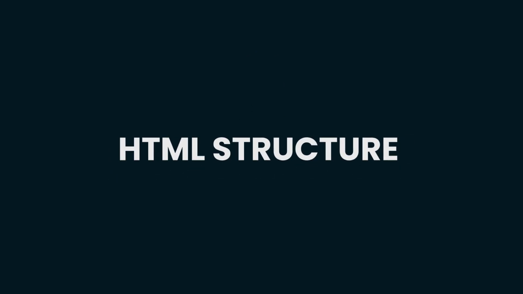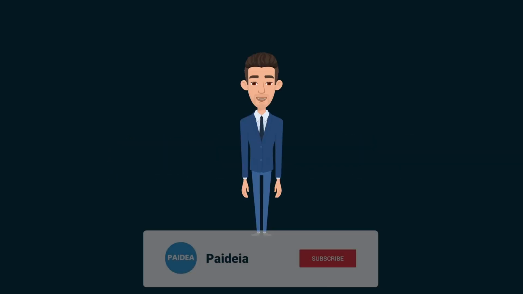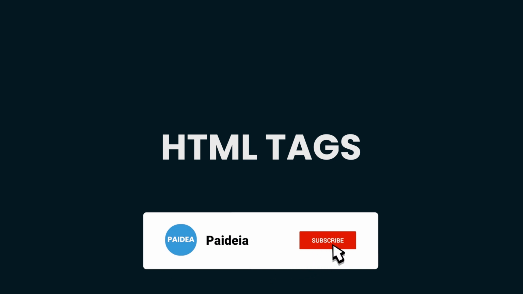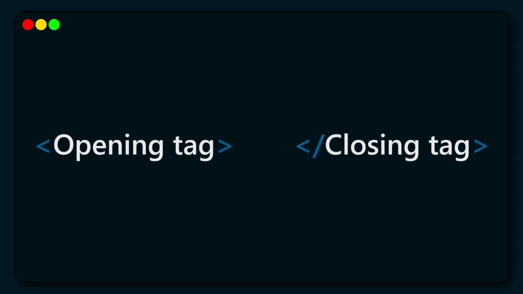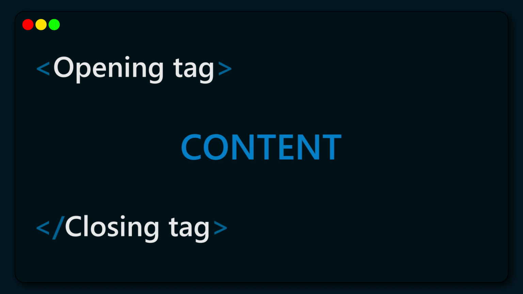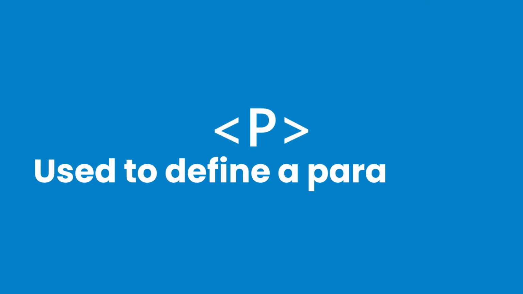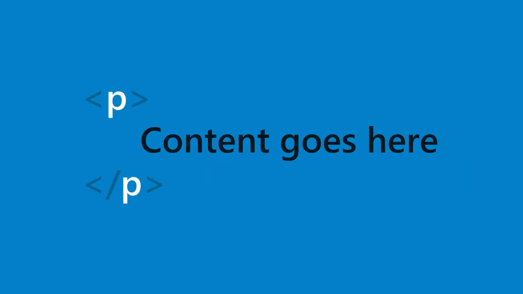HTML structure. HTML documents are structured using HTML tags. Tags are enclosed within angle brackets and come in pairs, an opening tag and a closing tag. The content is placed between these tags. For example, the P tag is used to define a paragraph, and it is written like this, where content goes here represents the actual text or content of the paragraph.